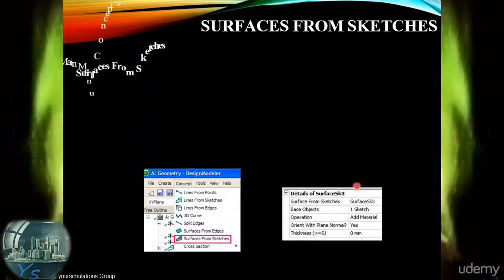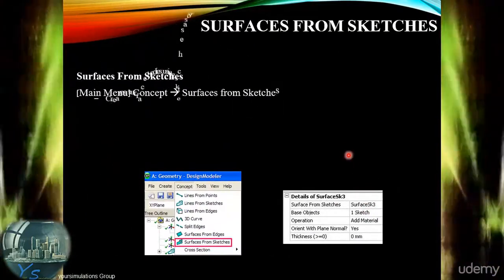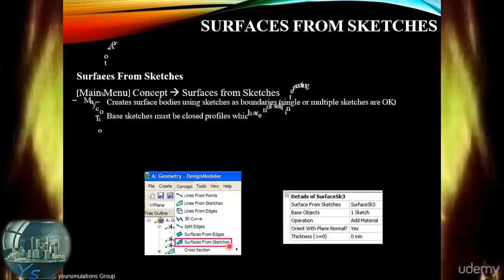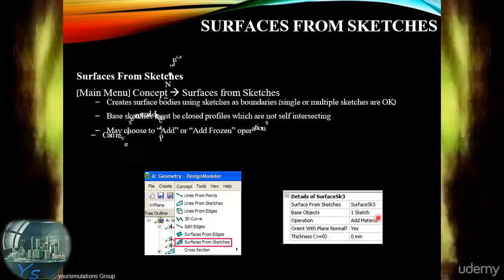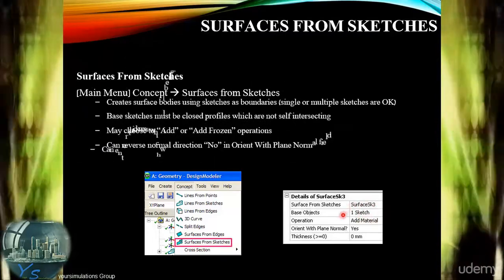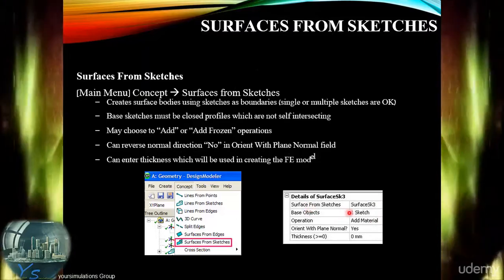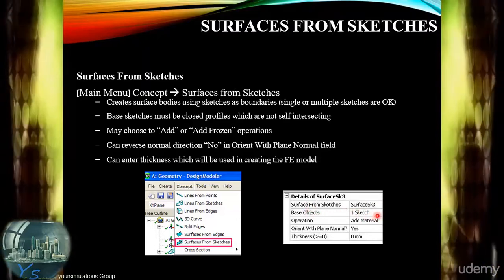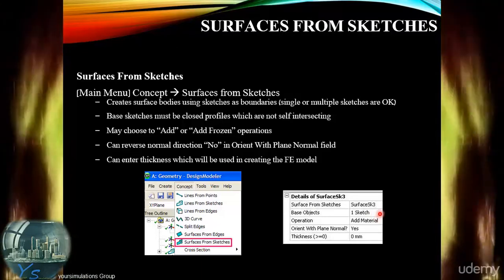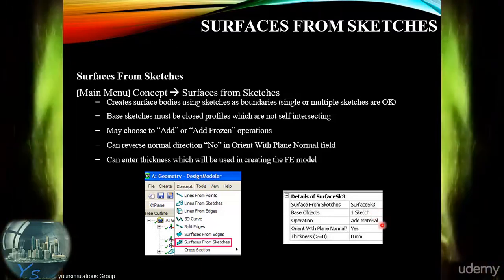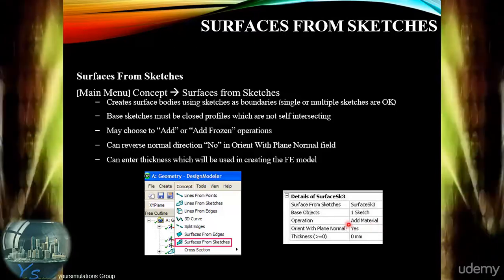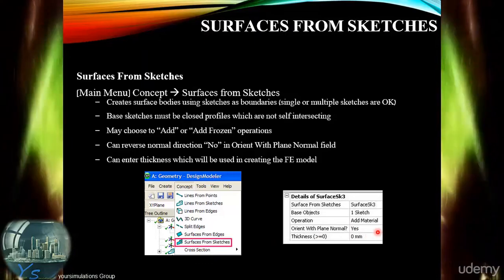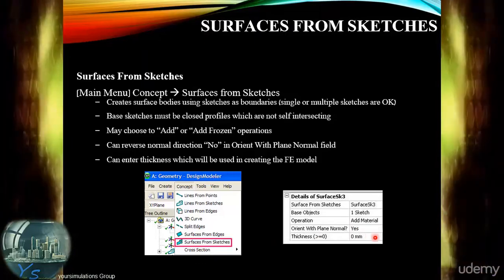It's also possible to generate surface bodies from sketches. We can go to the Concept menu, which is shown here, and drop down to Surfaces from Sketches. This allows us, once we select the individual sketch to be used for the surface body creation under Base Objects, to directly move from the sketch into creating a surface body. And we still have some of the usual options to add material or add frozen, orient with plane normal with yes or no, and also define a thickness where necessary.